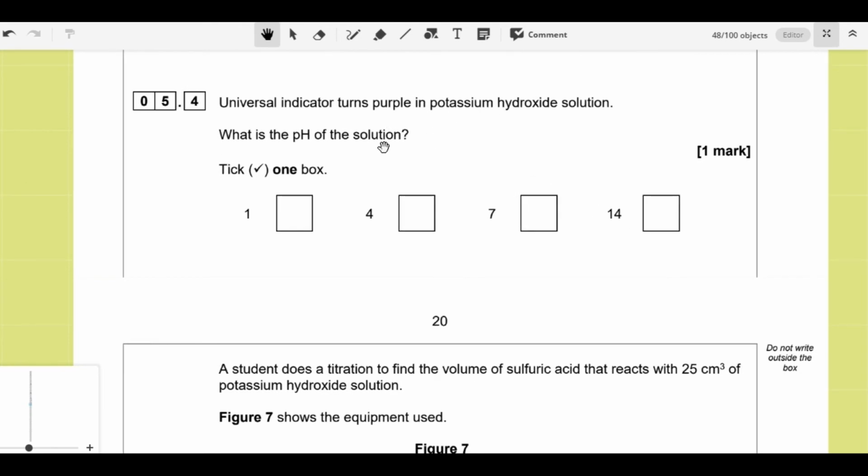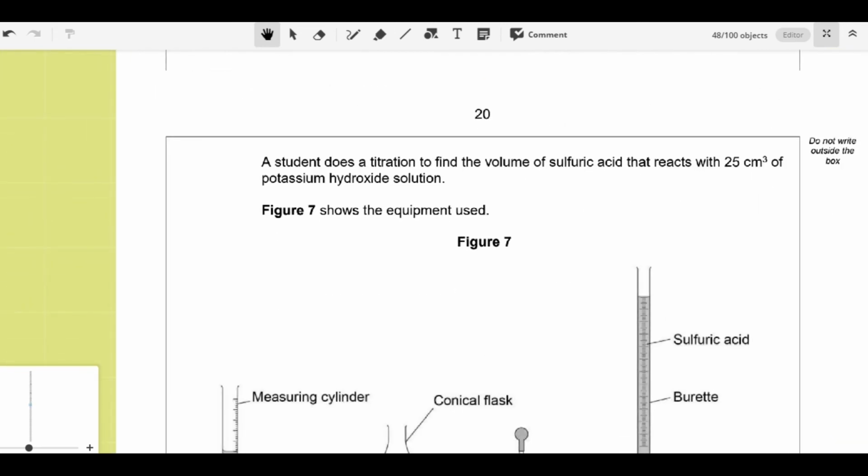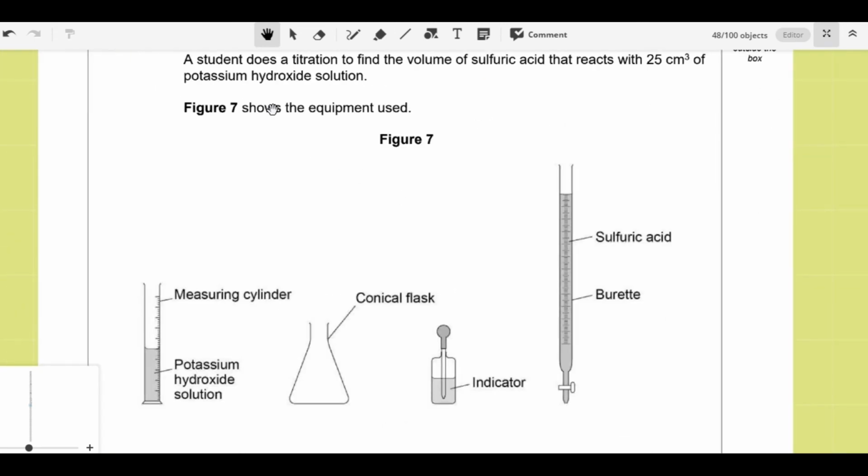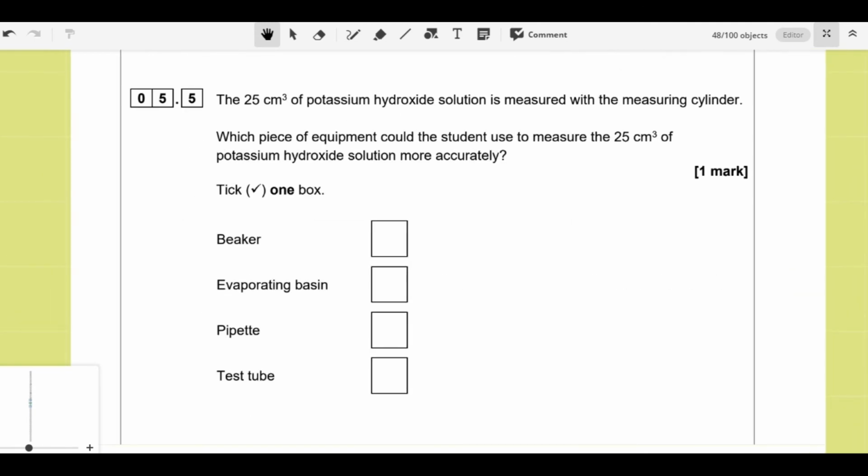What is the pH of the solution? So the solution is potassium hydroxide, that is the base, so it means the pH would be 14. Okay, 7 is for the neutral and 1 to 4 is for the acidic. Next, a student does a titration to find the volume of sulfuric acid that reacts with the 25 centimeter cube of potassium hydroxide solution, and here all the apparatus and the instructions are given.